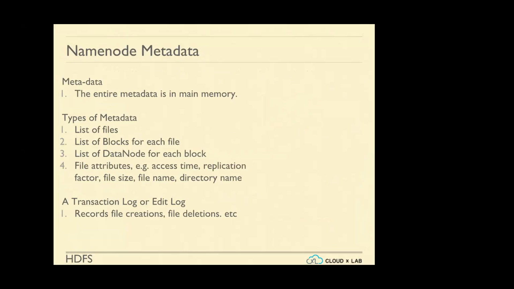Great. So the entire metadata is in the main memory. This is what we have learned so far. The types of metadata is basically the various kinds of metadata that is kept: the list of files, the name of each file, the list of blocks of each file, the list of data nodes for each block, file attributes like access time, replication factor, file size, file name, directory name, then the transaction log or edit logs, which records file creation, file deletion, etc. So this is what metadata has.